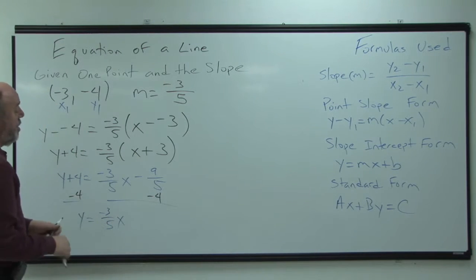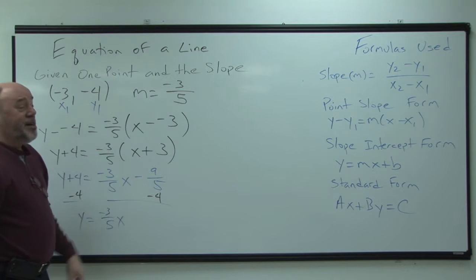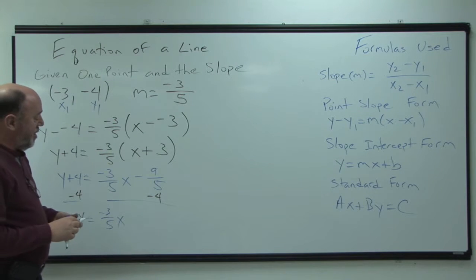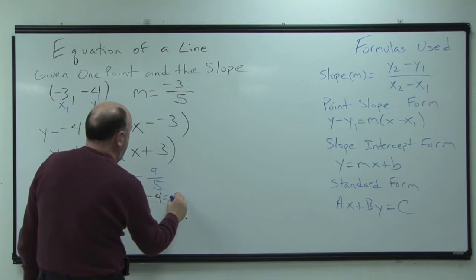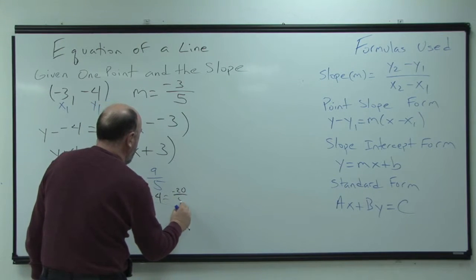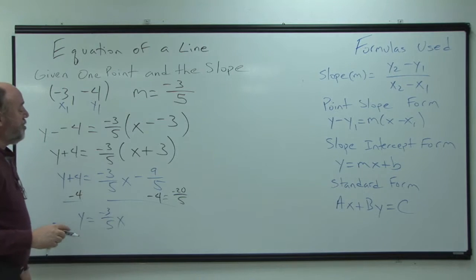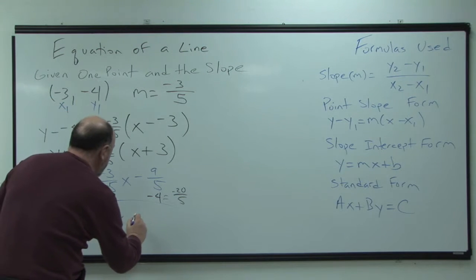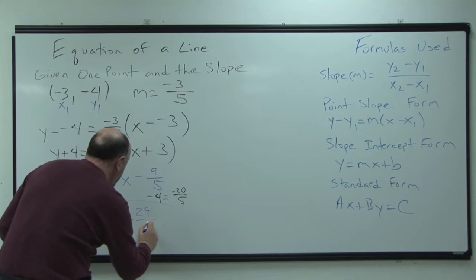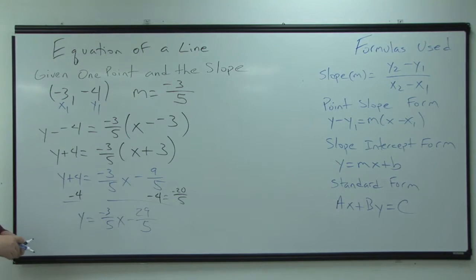3/5 x. Again, in order to add or subtract fractions, we need to have a common denominator, and so that will be 5. So this will become negative 20/5. So negative 9/5 minus 20/5 will give us negative 29/5. So we now have our equation in the slope-intercept form.